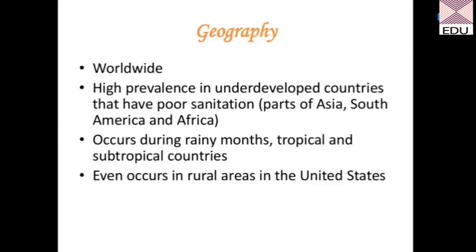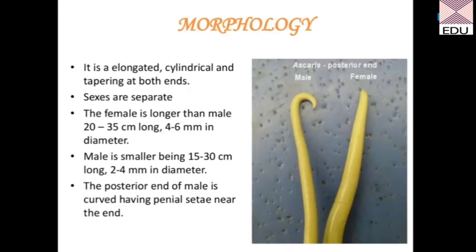Now students, this is somewhat about the geography. There is a high prevalence in the underdeveloped countries. If you have more unhygienic conditions, the more you will be exposed to Ascaris. Now coming back to the morphology, you can very well see the difference in male and female Ascaris. In this diagram, the hind end of the male, hind end means the posterior end, is curved, whereas the female is straight.